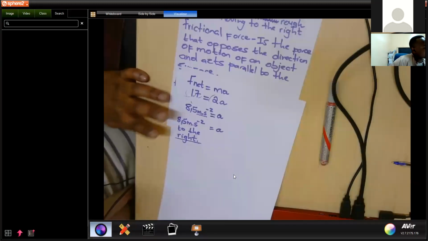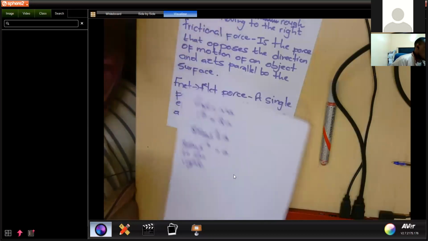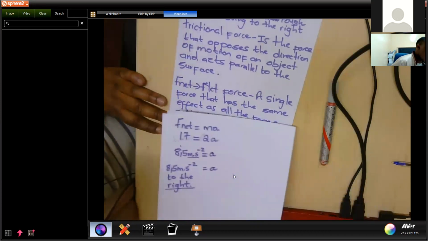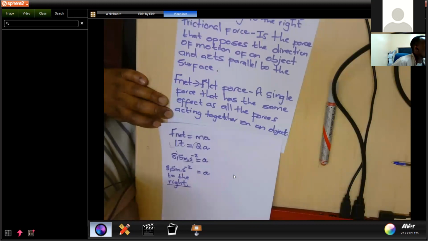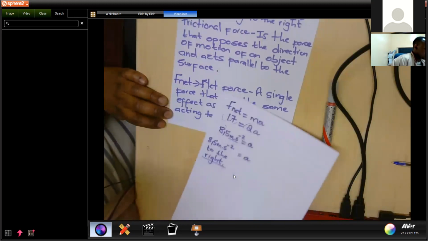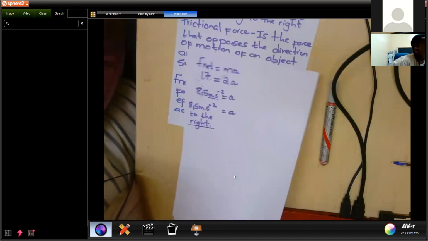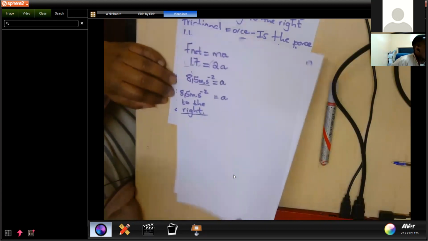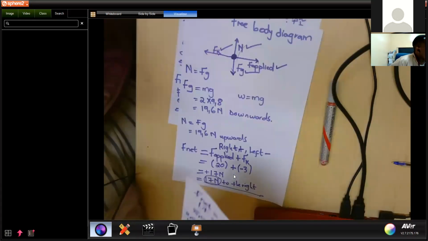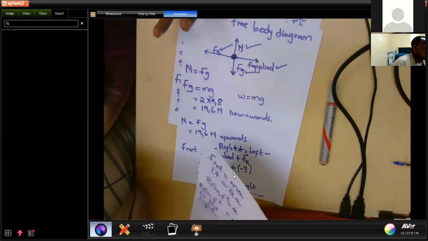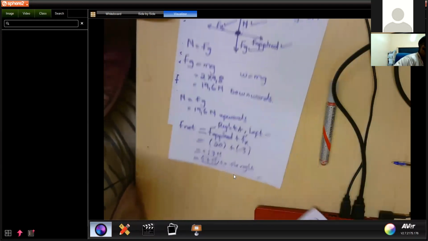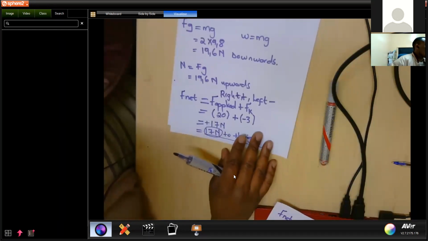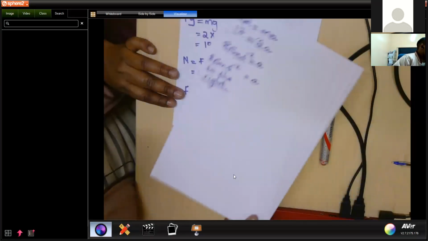So we can be asked as well to calculate the net force. Remember, the net force is the single force that has the same effect as all the forces acting together on an object. In other words, it is the vector sum of all the forces that are acting on an object. So it is basically the ultimate force that the object is feeling. And sometimes we refer to that net force as the resultant force, or we refer to it as the unbalanced force.